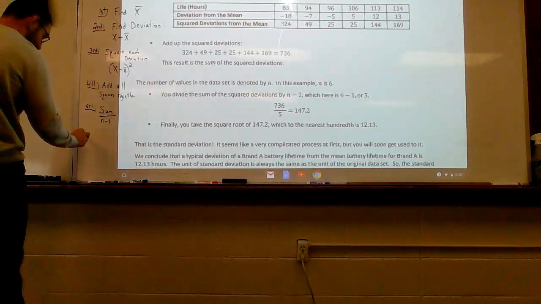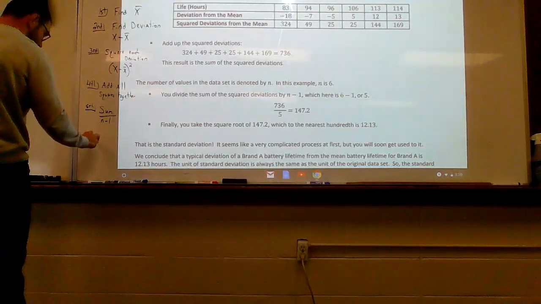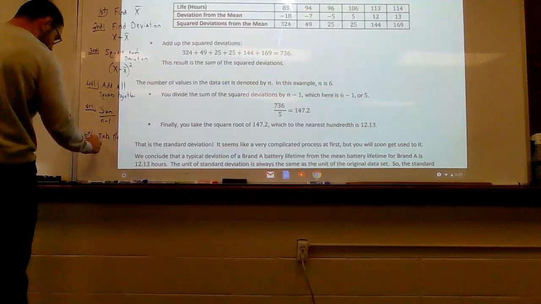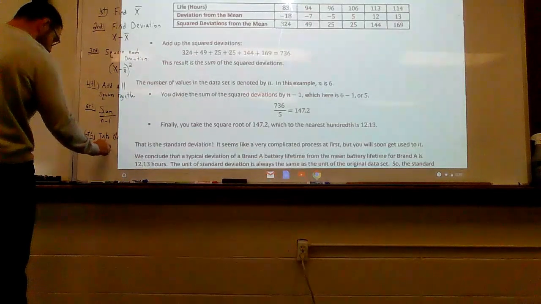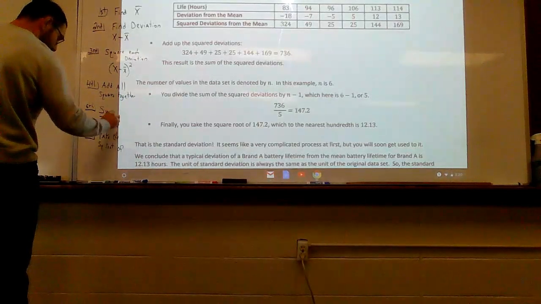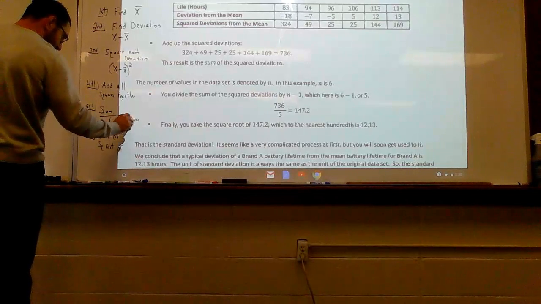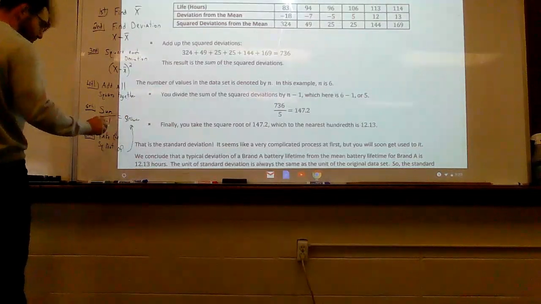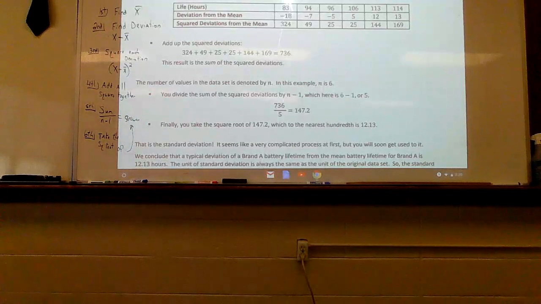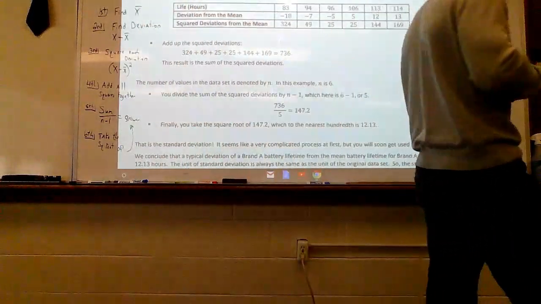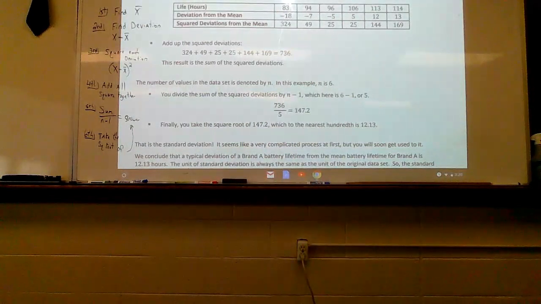Last but not least, take the square root of this answer. Okay, that's how we're going to find standard deviation. I promise you, there's an easier way in your calculator, but right now they want you to do it. So this is the standard deviation.